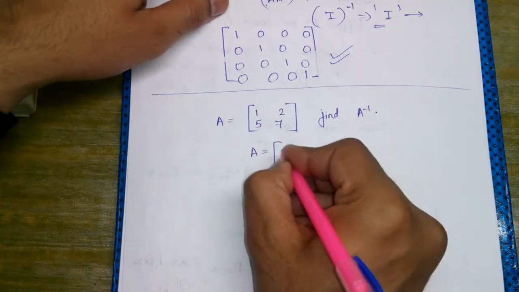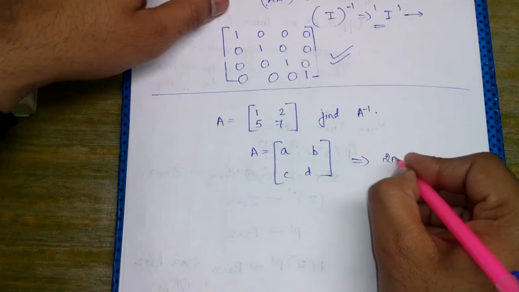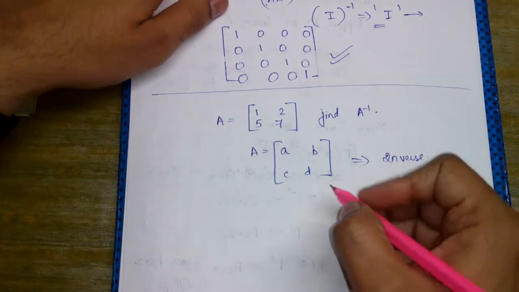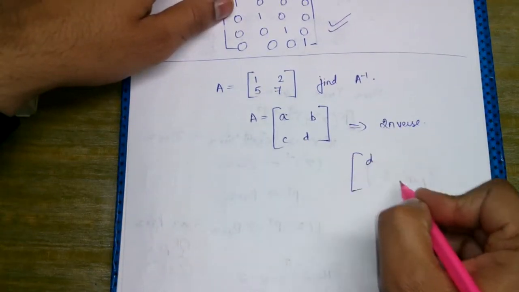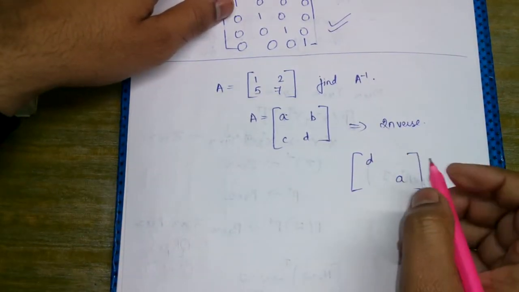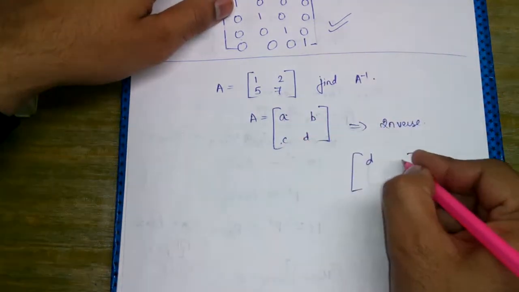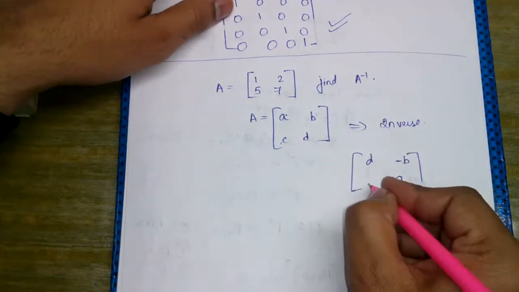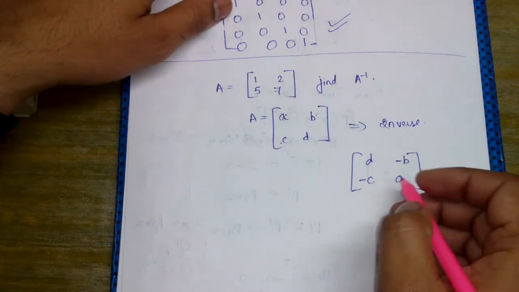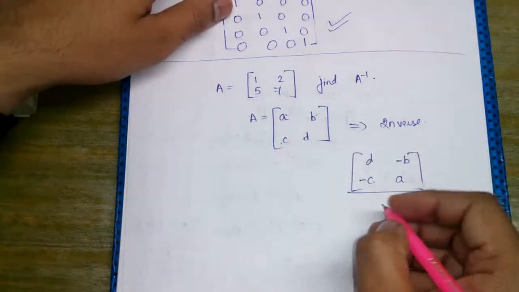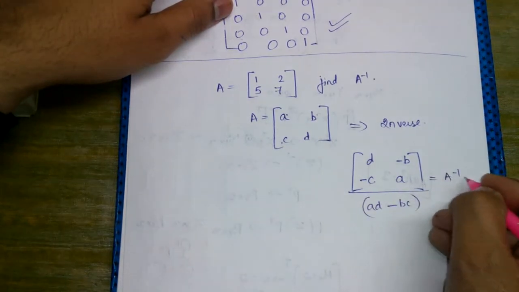If a matrix A has been given as A, B, C, D, then the inverse can be simply found out. We will interchange the position of these diagonal elements, that is D will come here, A will come here, okay, and we will change the signs of these two elements, that is here it is plus B, so we will make it as minus B, and here it is C, we will make it as minus C, okay, and we will simply divide by the determinant, that is AD minus BC. So this would be the A inverse.